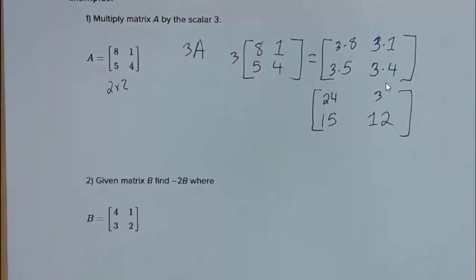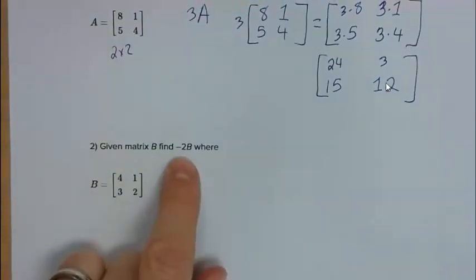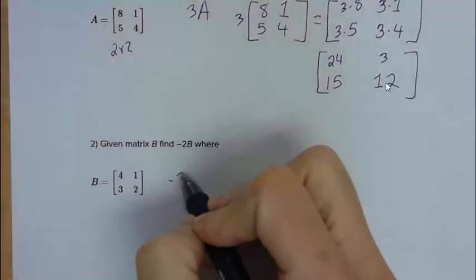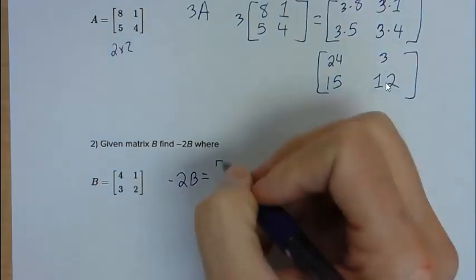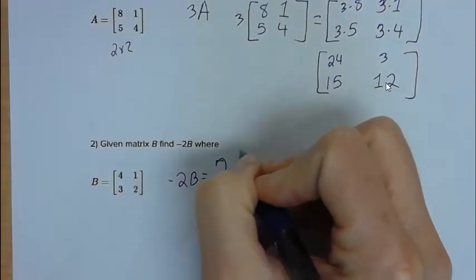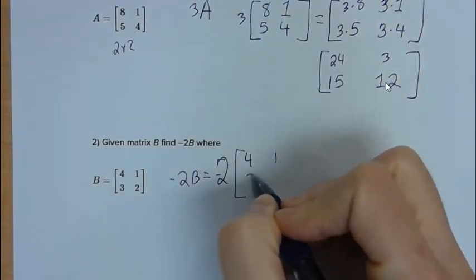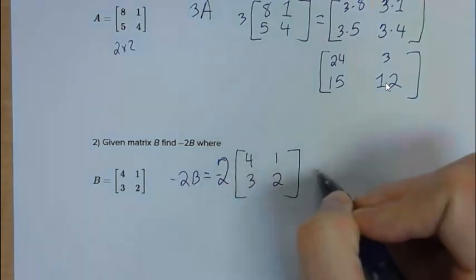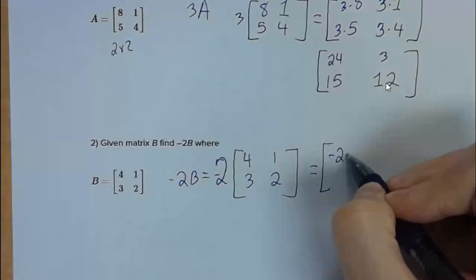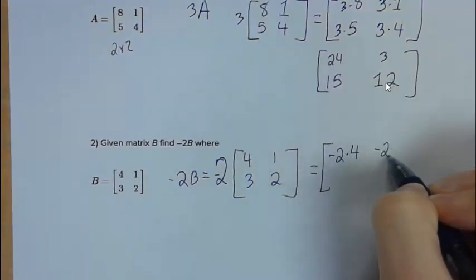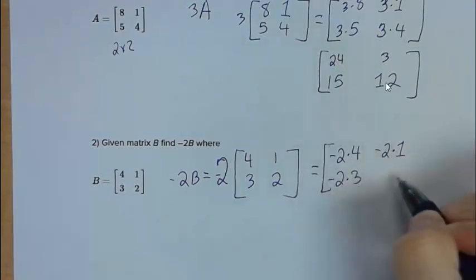Moving on to number 2, we have a matrix B, but now we're multiplying it by a -2. So we have -2B, which would be basically -2 times the whole matrix, 4, 1, 3, and 2. And then you could write that next to it as a little -2 times each one of these elements. And you would get that as your next step.